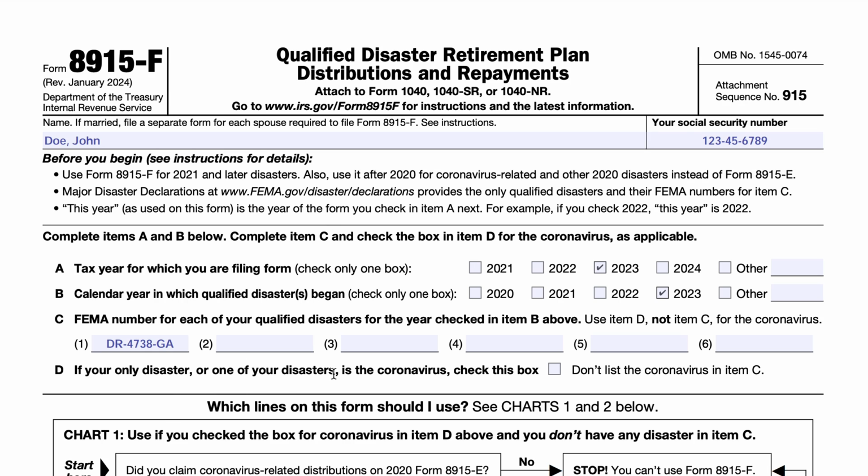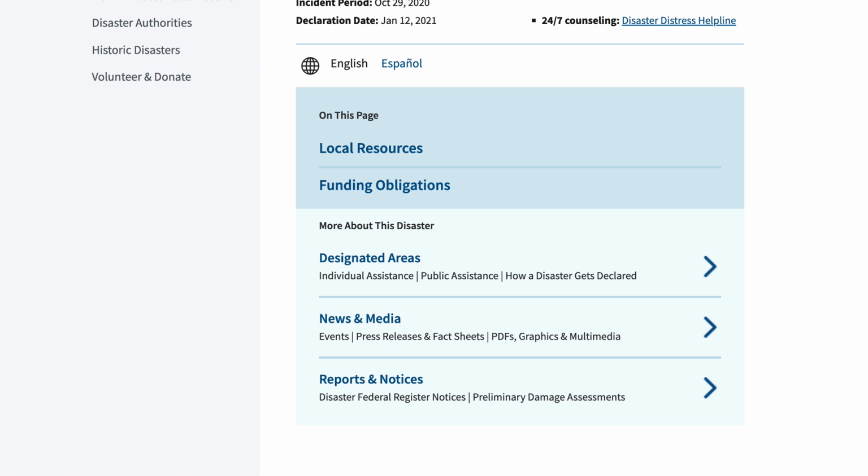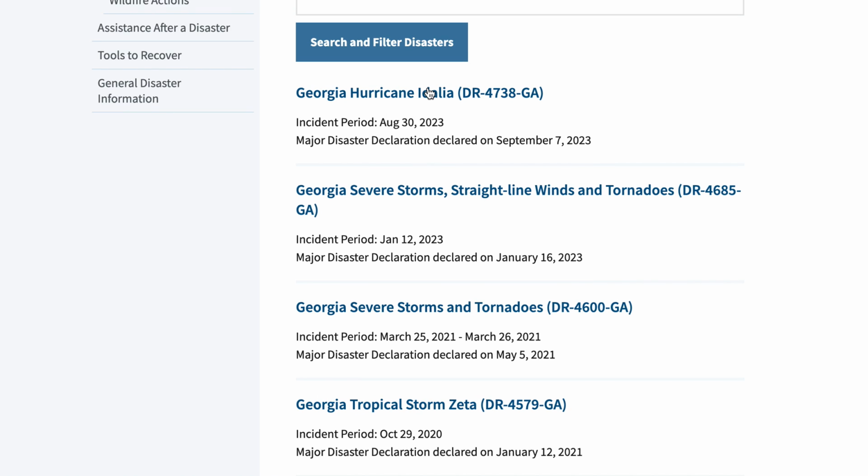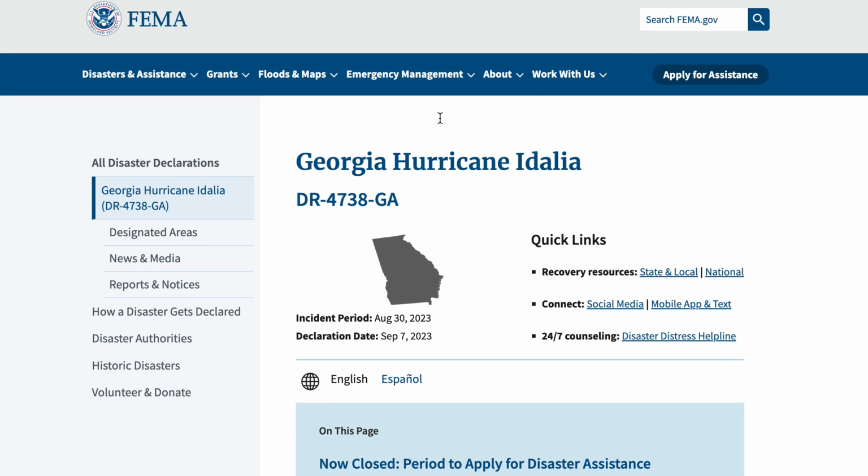We'll walk through the top part of this, and then we'll start going over the specific disaster that's related to this case. Again, we are doing this for tax year 2023. This is also the tax year that the qualified disaster took place. We're only taking one qualified disaster, although you can list quite a few of them on here. So DR 4738-GA, that happens to be a disaster related to a hurricane that happened in Georgia. Hurricane Idalia.